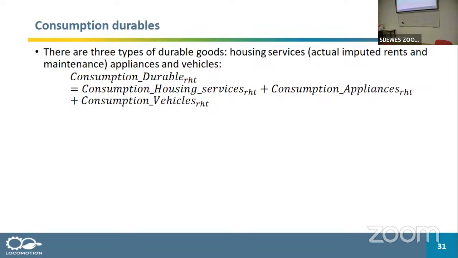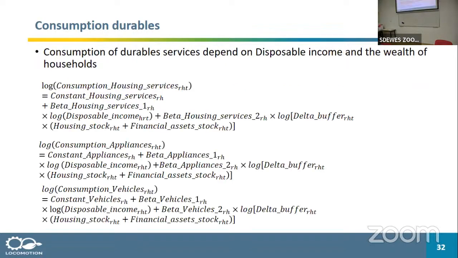And for each of them, the consumption of housing services depends on the disposable income and also on the wealth of the household. And the same we have for appliances and for the consumption of vehicles. In this case, this comes bottom up. This is not true anymore. This now comes from the bottom up model. Okay?